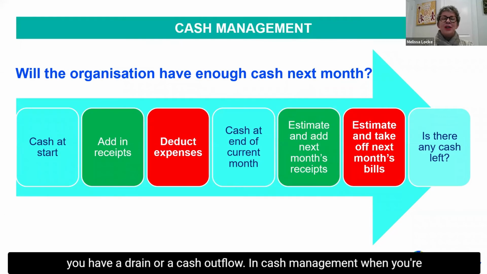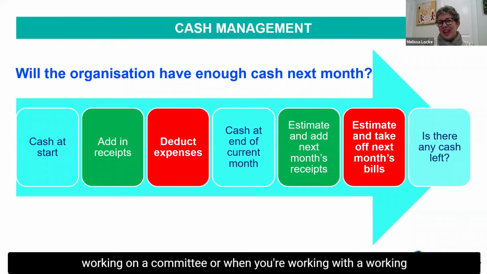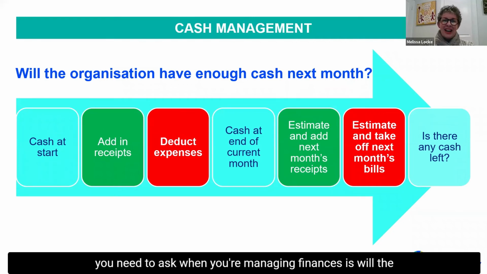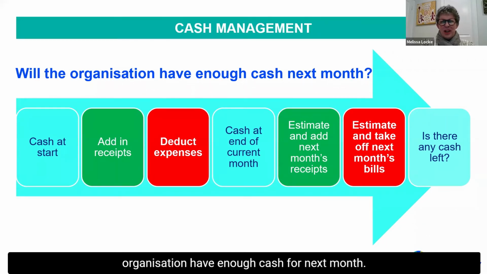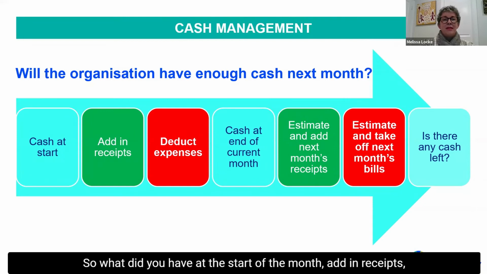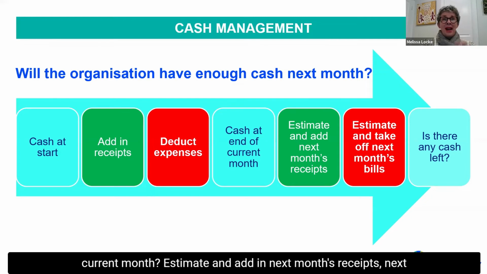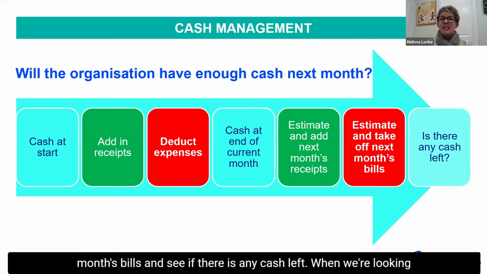In cash management, when you're working on a committee or with a working party or an organisation, the question you need to ask when you're managing finances is, will the organisation have enough cash for next month? So what did you have at the start of the month? Add in the receipts, what you received, whether it was from professional development activities or advertising or member dues or subscriptions, deduct the expenses, and what is the cash at the end of the current month? Estimate and add in next month's receipts, next month's bills, and see if there is any cash left.